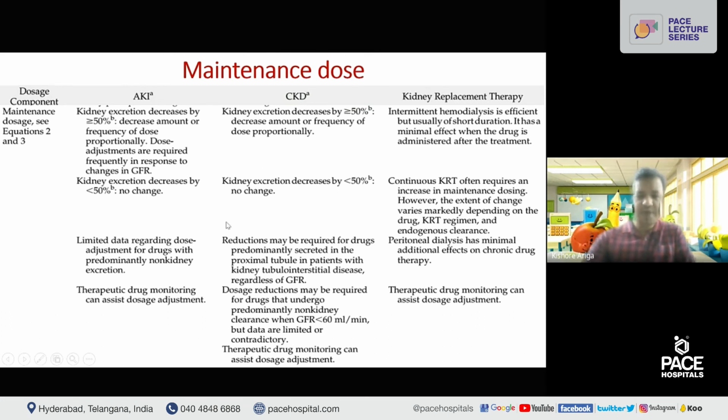And if we don't have data regarding the specific drug, we need to do therapeutic drug monitoring to assist the dosage adjustment.